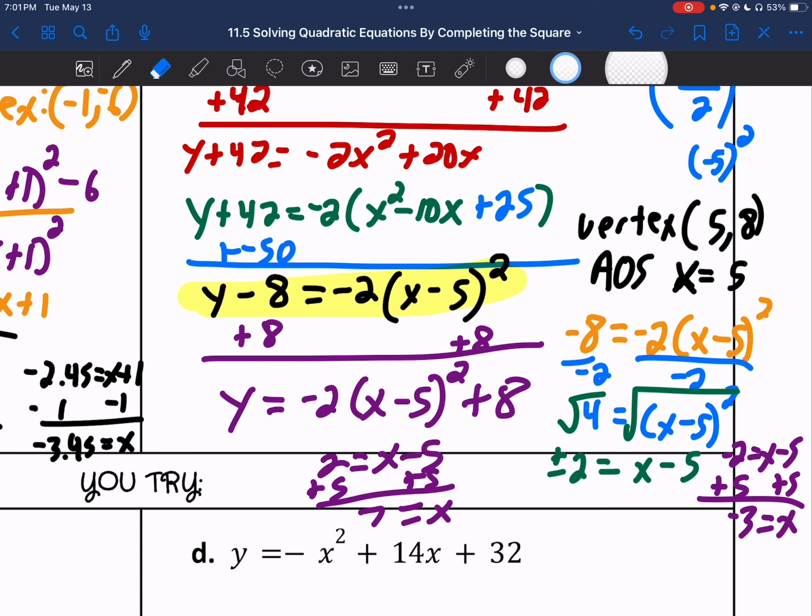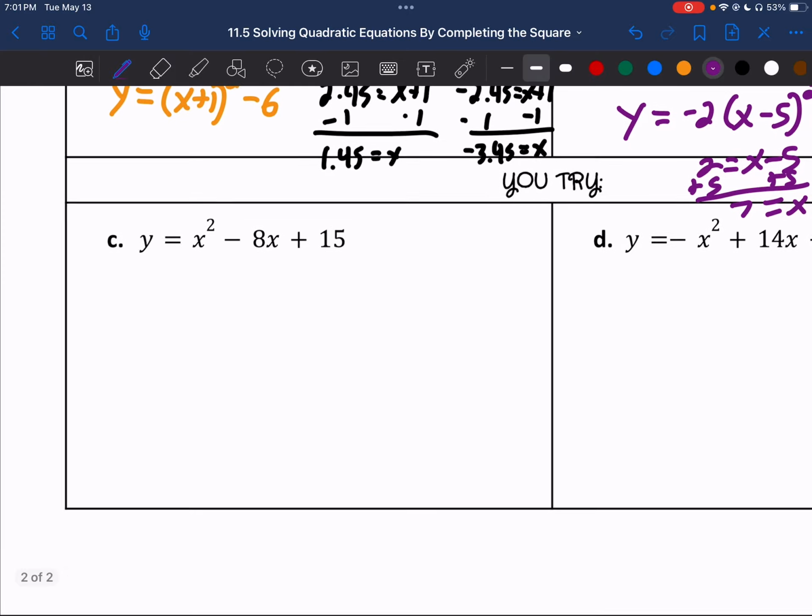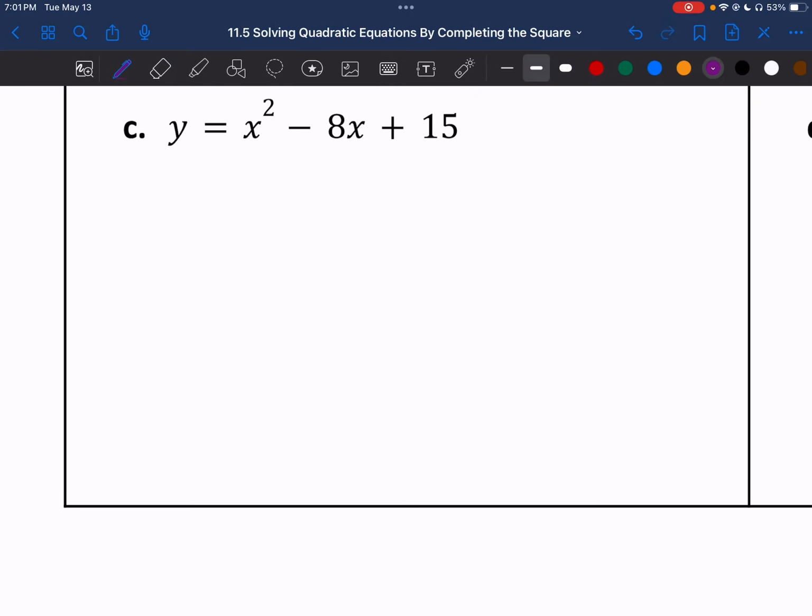Positive 3 equals x. There we go, because it's negative 2 plus 5. Okay. All right, you're going to take a look at C and D on your own and check your work against mine. So letter C, back to a base problem.